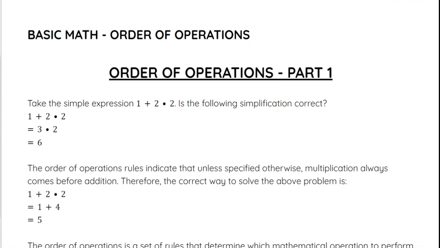So if I just start left to right and I do 1 plus 2 first, that's going to be 3. And then I multiply by 2 and I get 6. Now, unfortunately, as we'll see, the order of operations does not work in that order necessarily always from left to right. So the order of operations rules actually indicate that unless specified otherwise, multiplication is always going to come before addition. Therefore, the correct way to actually solve the problem would be to start with the multiplication, 2 times 2, which gives us 4. And then we do 1 plus 4, which gives us 5. So 5 is actually the correct answer for this problem.